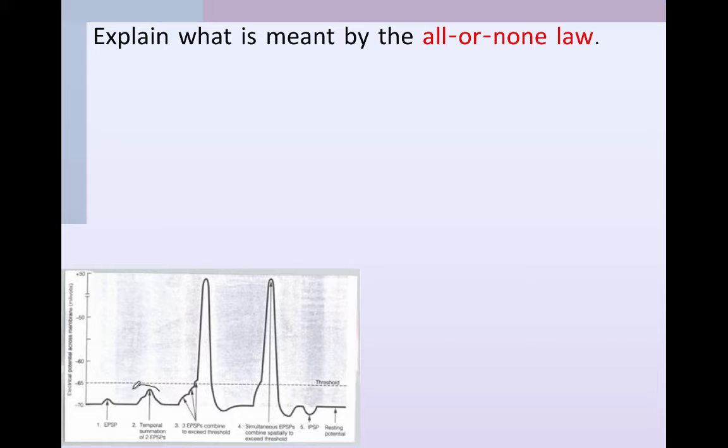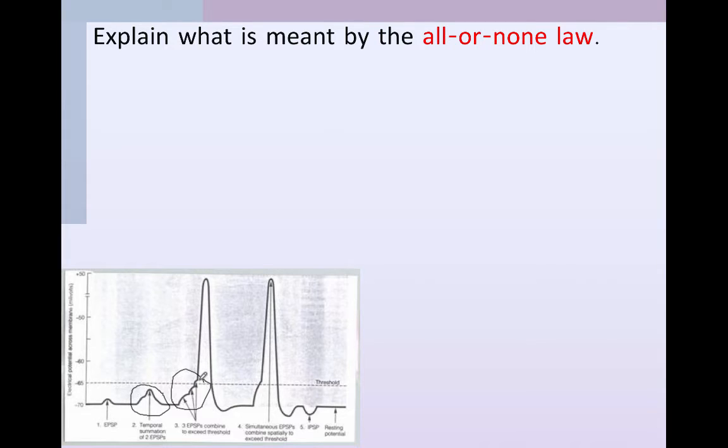Here you can see that EPSPs can be additive, but in this case we still haven't reached threshold. We've only depolarized to about -66 or -67, and so we still don't get an action potential. We're in the none part of it. If we do in fact reach threshold, here we have 3 EPSPs that have added together to get us up to and even past threshold. We get a full-blown action potential.